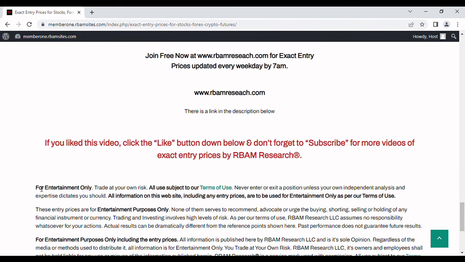And remember that everything you see on our website is for entertainment purposes only. You definitely trade at your own risk, and that includes all of the entry prices, their recommended points, and you should always back them up with your own research. Please consult a financial advisor if you need to.